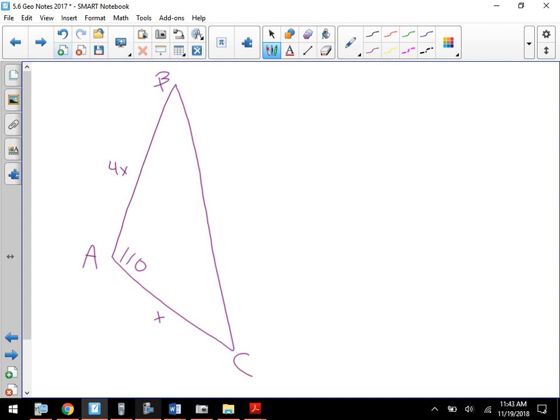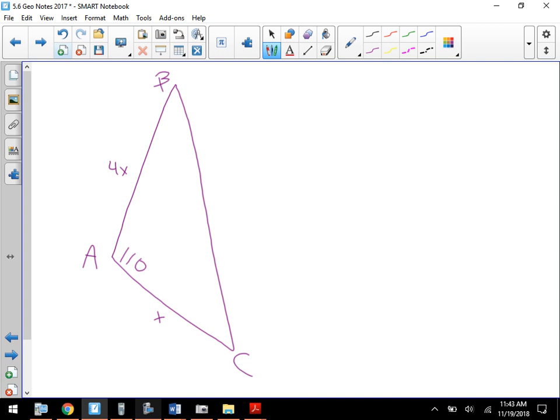What's the biggest angle? Angle A. What's the next biggest angle? Why? What's that? 4x is bigger than 1x. Very good. That's what I was looking for. Sometimes they'll throw stuff like that. You don't have numerical values for the angles. You don't have numerical values for the sides, but you have inference that you can make.